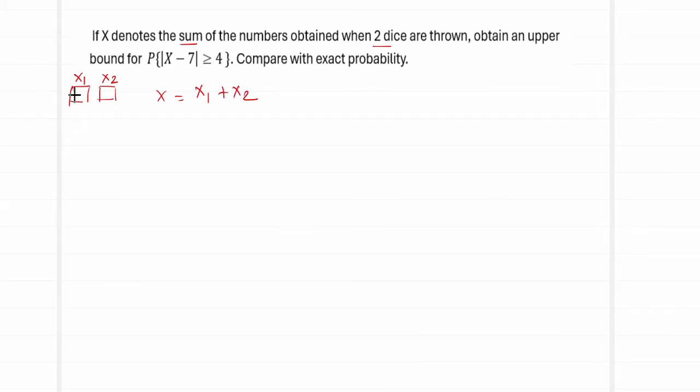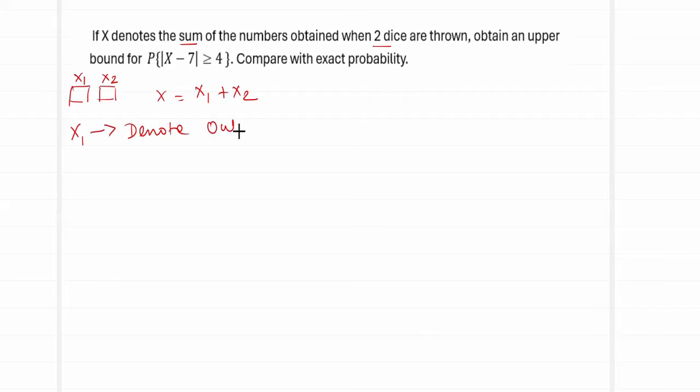Now the number which happens to appear on the first die is in no way going to affect the number that rolls out on the second die. In which case we can say that X1, X2 are independent of one another. Hence, we can just add them up to compute the data for the sum of the numbers, which is denoted by X.